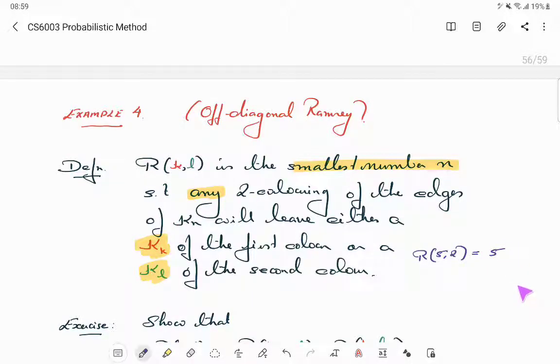You know that it cannot be 4 because then you can color all the edges with red and none of this will happen. So, I could have in fact said R(k,2) is equal to k for all k. In fact, this is a symmetric function. R(2,k) will also turn out to be k. Okay. The role of the colors can be easily reversed.